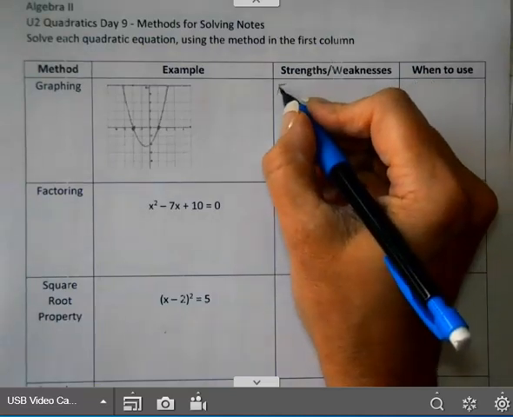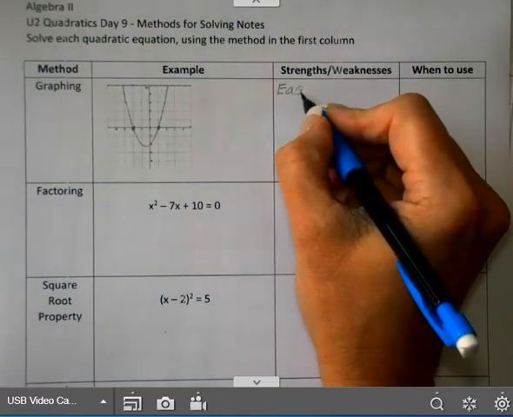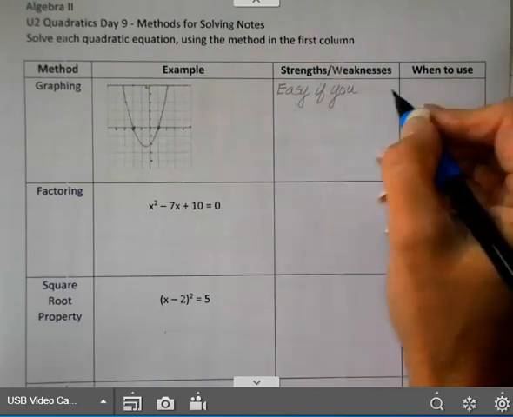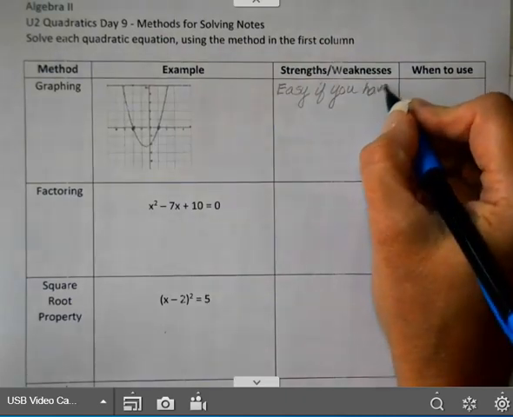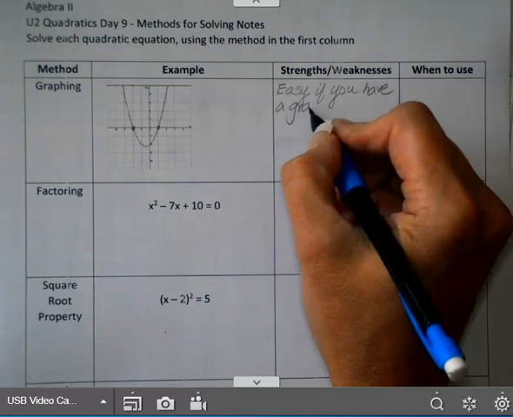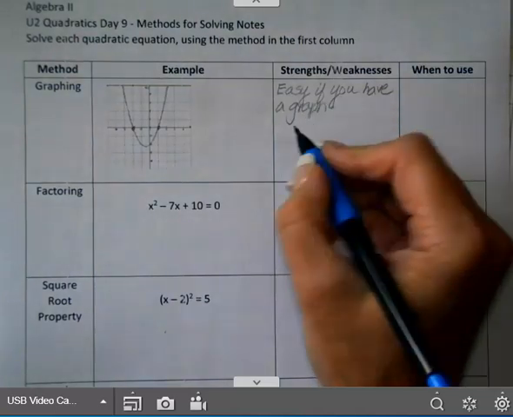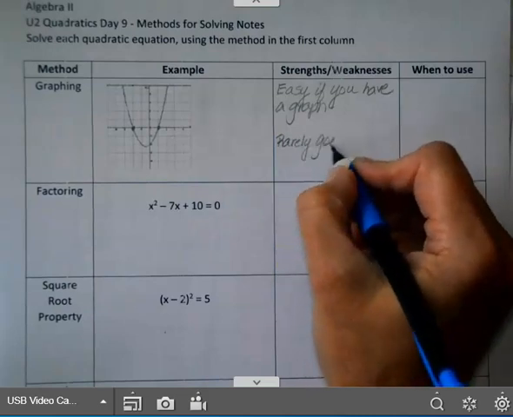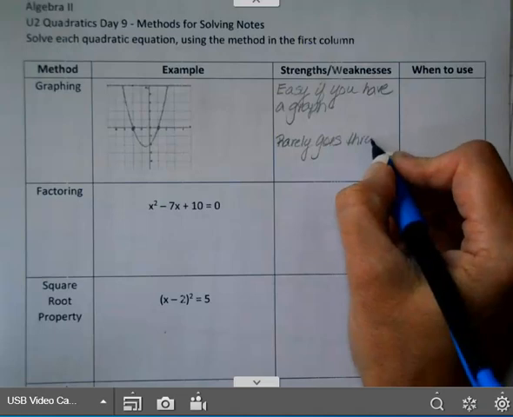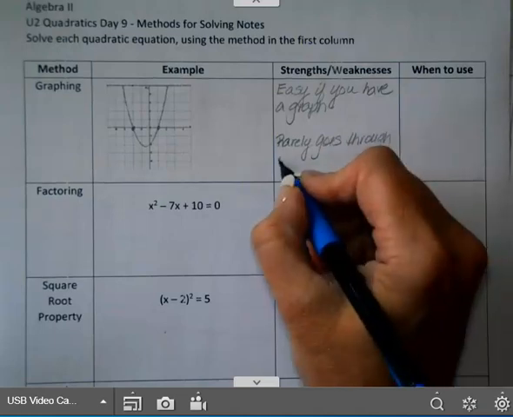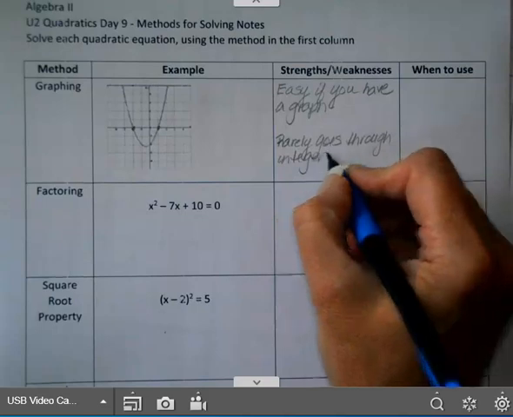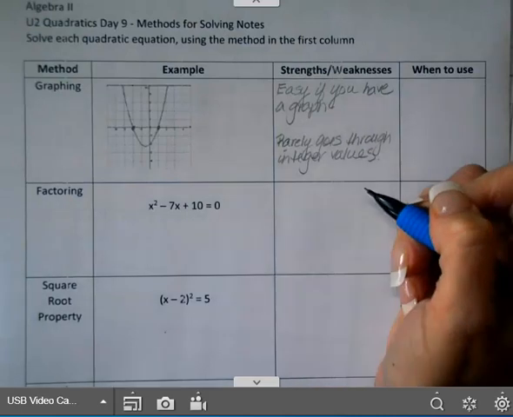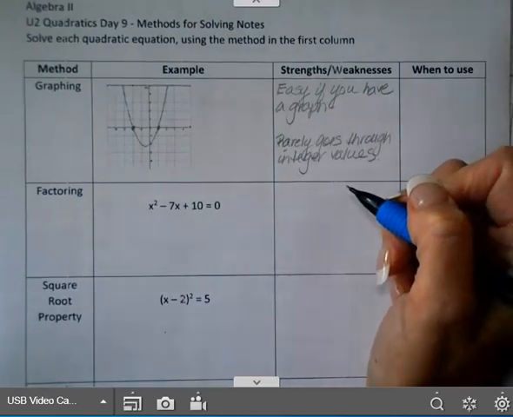Graphing, the strength of it is it's easy if you have a graph. A weakness is that it rarely goes through integer values. So if it's between integers, you may not be able to see exactly where it crosses.